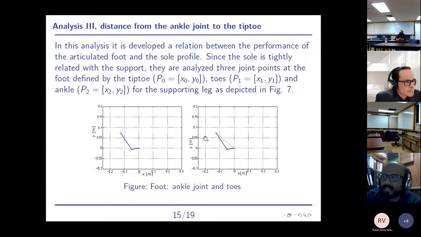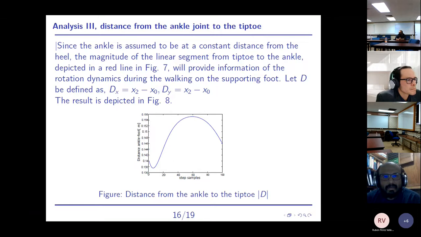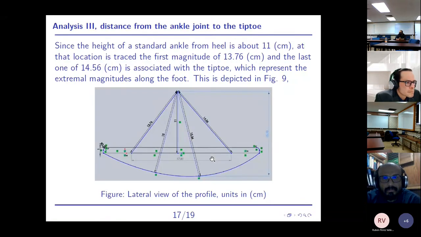So we can imagine that when we are walking, this distance is going to change. So finally, we have information about this event, and we can see that effectively we have here the distance from the ankle to the tiptoe, and we can see that considering that the distance from the ankle from heel is always 11 centimeters.